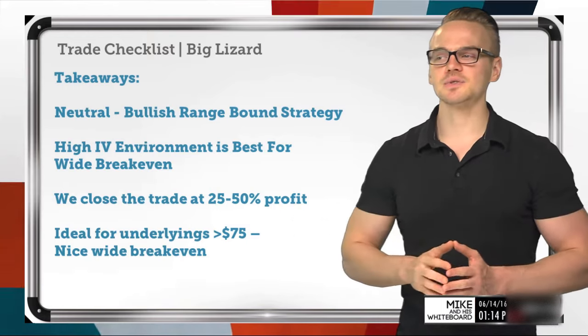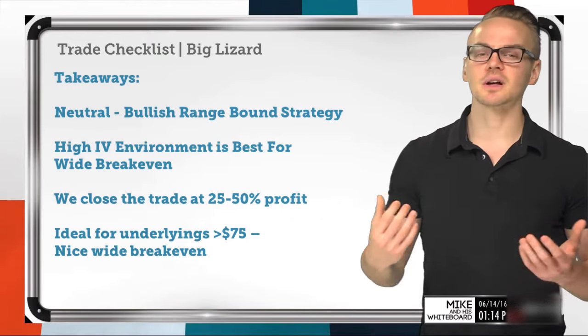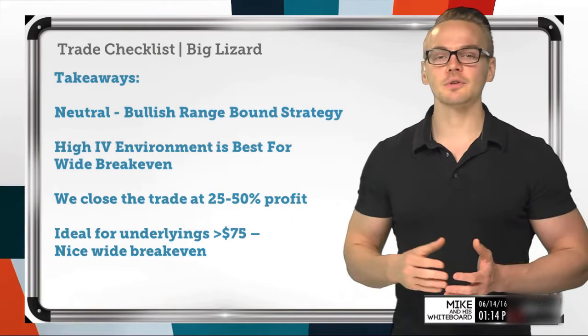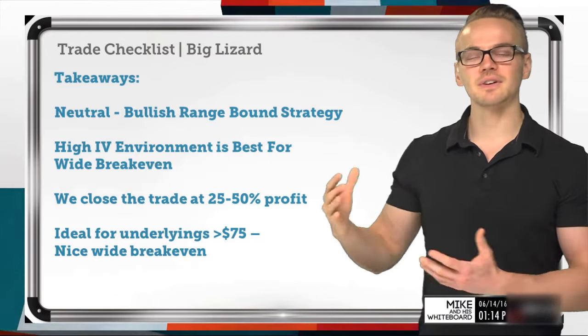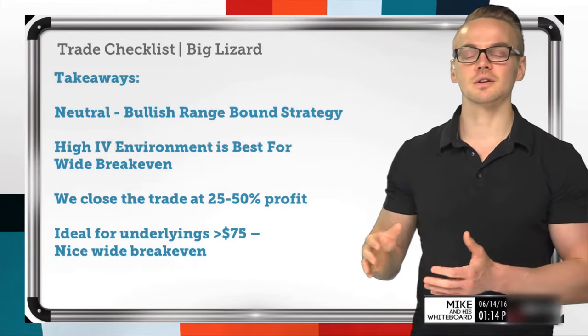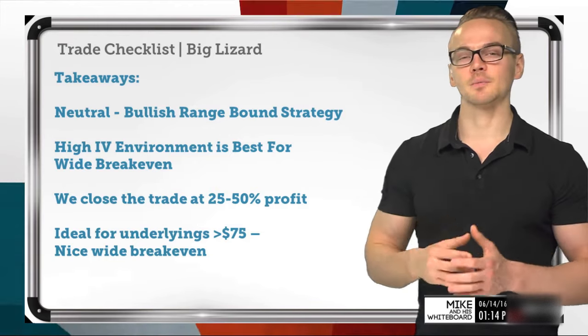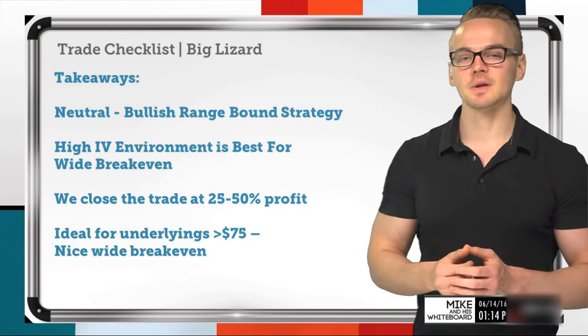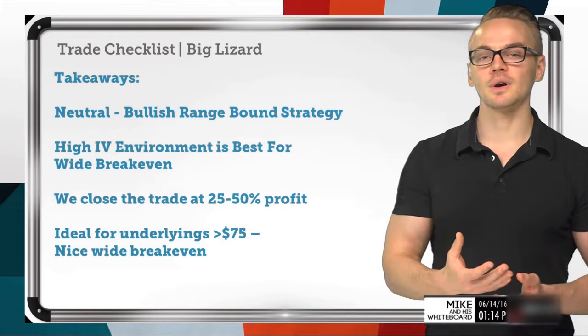And since we're closing our trade at 25 to 50% profit because we're collecting a lot more, we're going to be looking for those underlyings that are trading for $75 or more, because those are the ones that are going to be able to give us that high premium. We're not going to be able to see a very high premium trading this in a lower priced underlying.